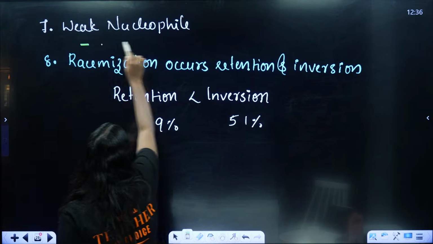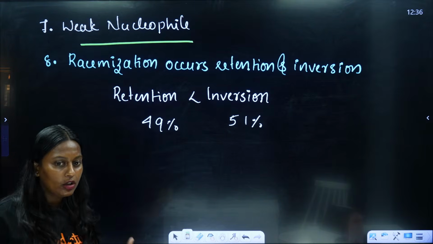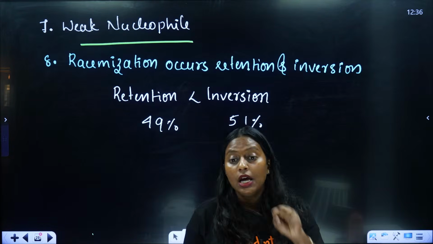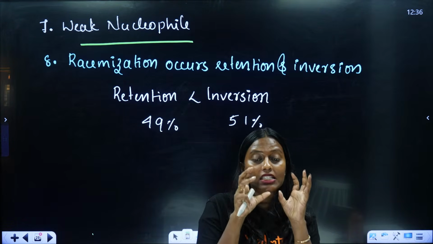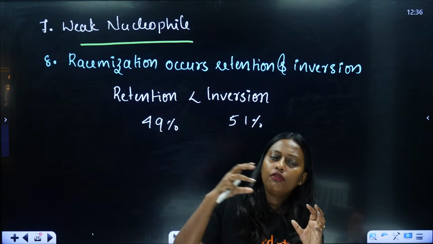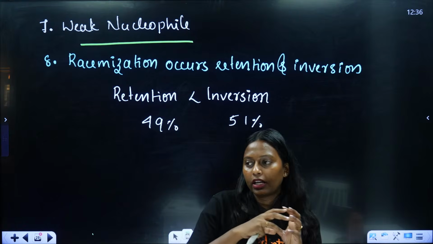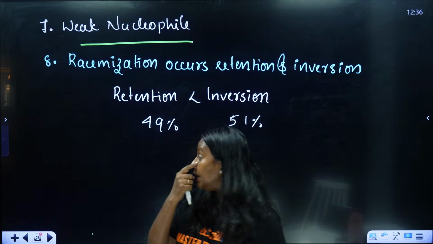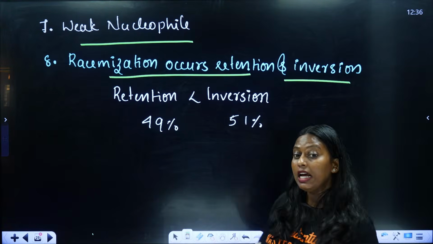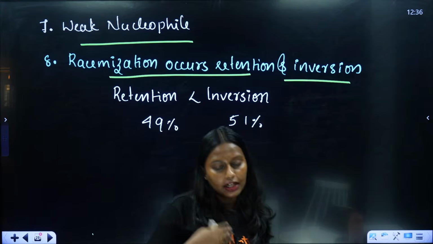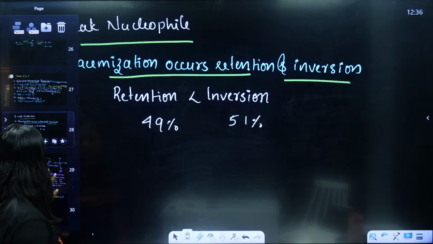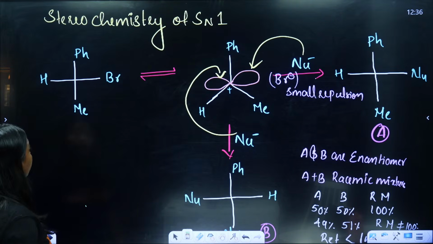Then weak nucleophile. Here we can use a weak nucleophile also, because first you can see a carbocation is forming. So even a weak nucleophile will attack that carbocation. Next is racemization occurs, retention and inversion. You can see retention product and inversion product. What is retention, what is inversion, that I will tell you in detail. Oh, I think I will draw.